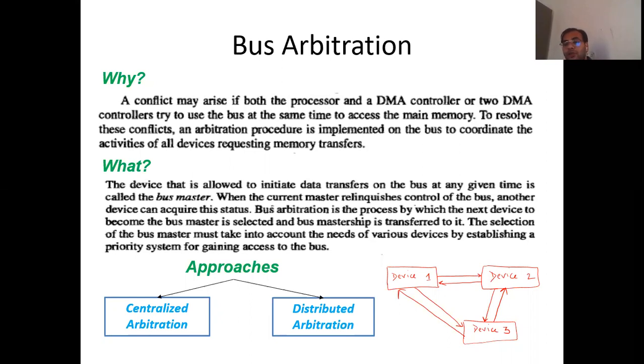And let us suppose it is not between the processor and the DMA, but within a single system you have two DMA controllers for two different IO devices, and both of them want control of the bus at the same time. Then how will you select to whom you need to give the control? The process by which you select who is going to take the control is named arbitration. And because we are talking about the system bus, we name it bus arbitration.